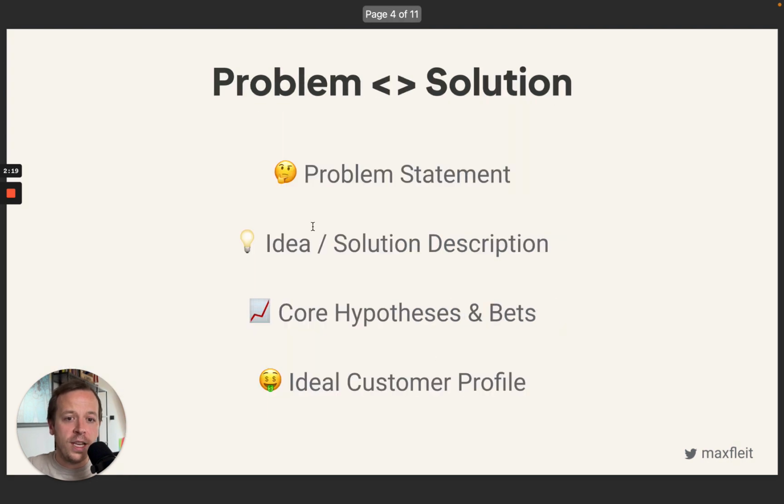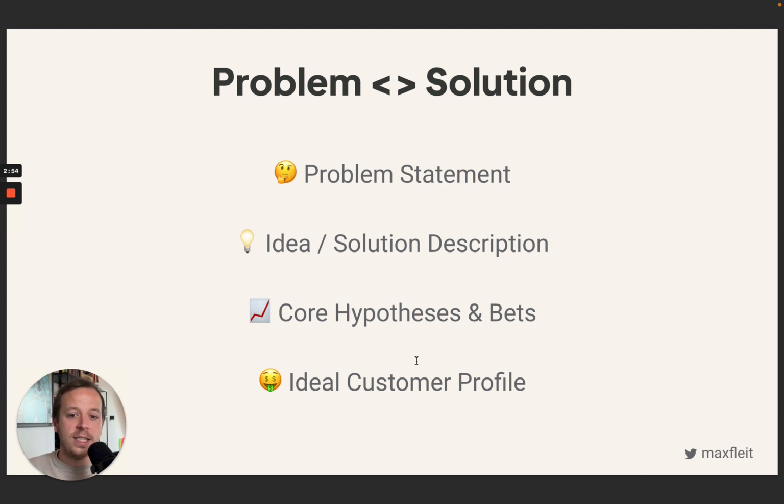And how I would do it is I would start to write down the problem statement. So everything that you heard from the customer interviews and also from the desk research. After you have the problem, you can think of an idea or solution, and you can also write that down. And what I like to do is also to put down core hypotheses and bets that we are taking. So for example, the core hypothesis for this business would be the freelance economy is growing over the next 10 to 15 years, and this is why more companies will have a higher percentage of freelancers in their workforce.